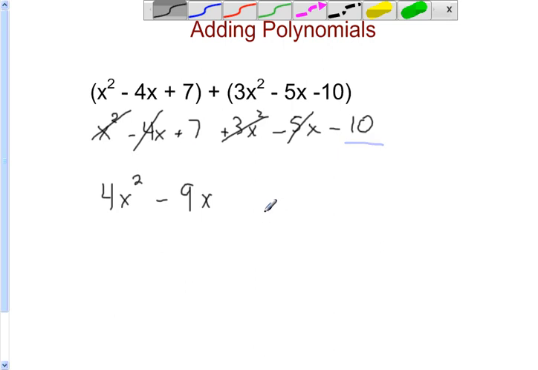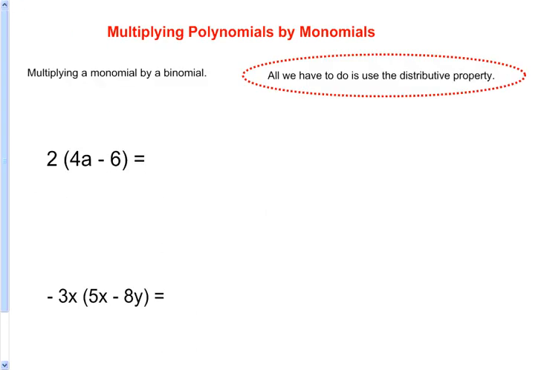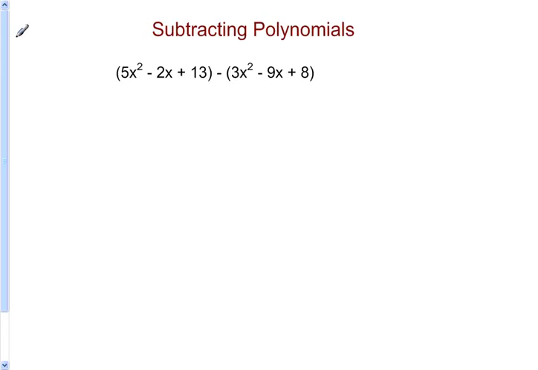We have 7 minus 10 is minus 3. That's all we do to add polynomials. What about subtracting polynomials? Well, if we subtract polynomials, it's a little different.